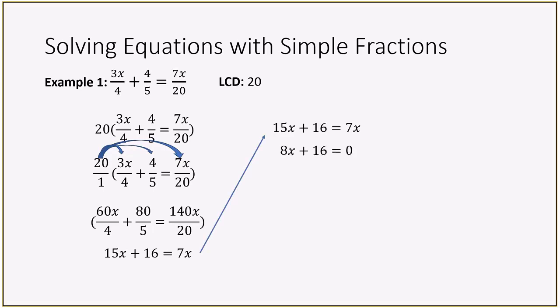In order to do that, I would get all of my x's on one side, so I subtract 7x from both sides. Then I subtract 16 over, and then I divide both sides by 8, and I get x is equal to -2.